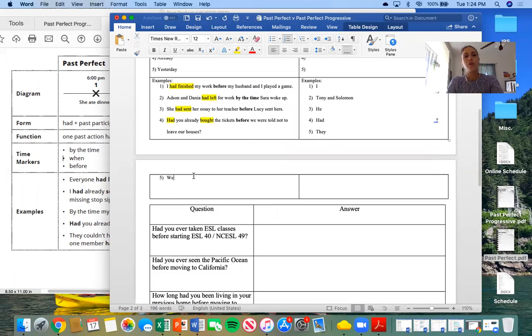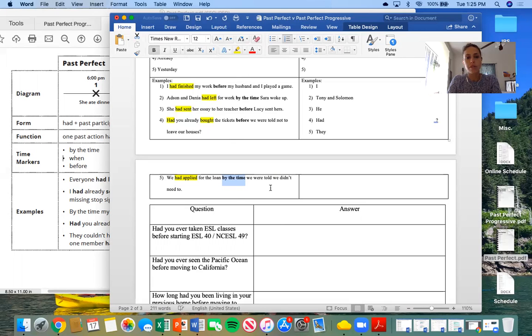Okay, let's look. We had applied for the loan by the time we were told we didn't need to, which means we did it before we were told we didn't need to. We had applied by the time.